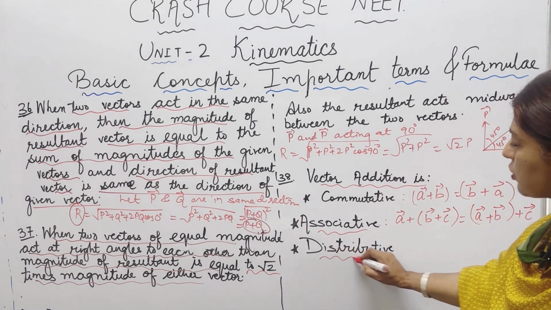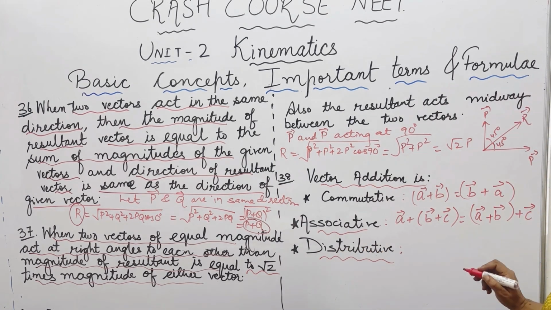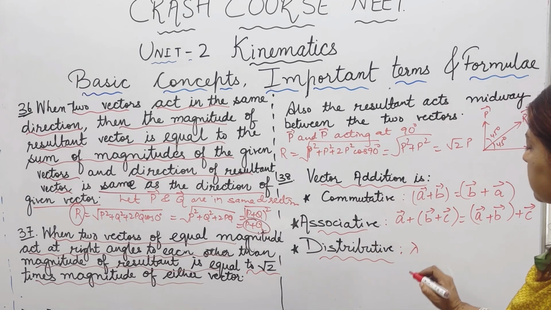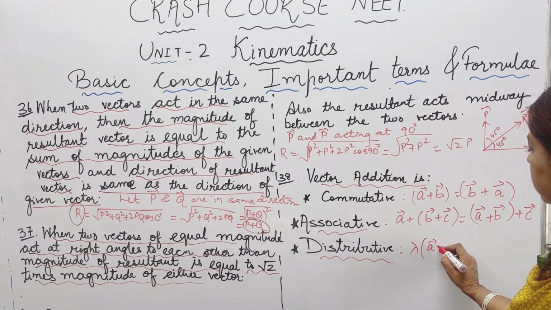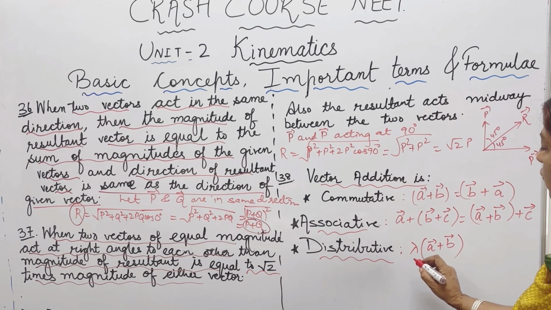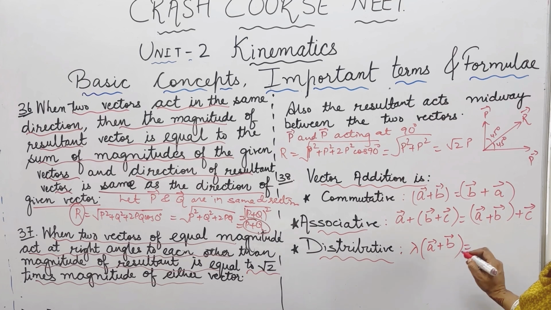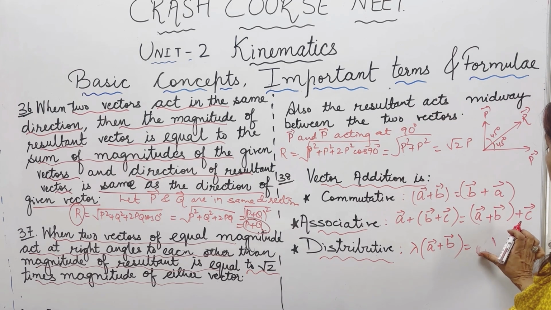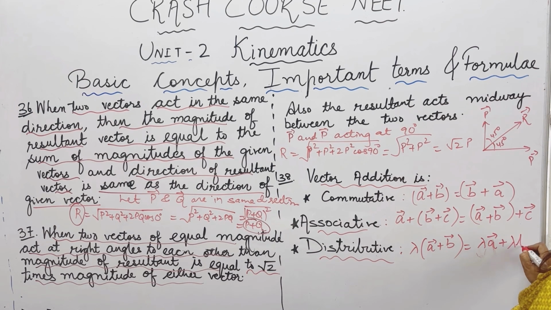It is distributive. Distributive property means multiplication of a scalar quantity with the vector addition. Let a and b be two vectors and lambda be a scalar quantity, then we can write it down like this. It will be getting multiplied and we get lambda a plus lambda b.